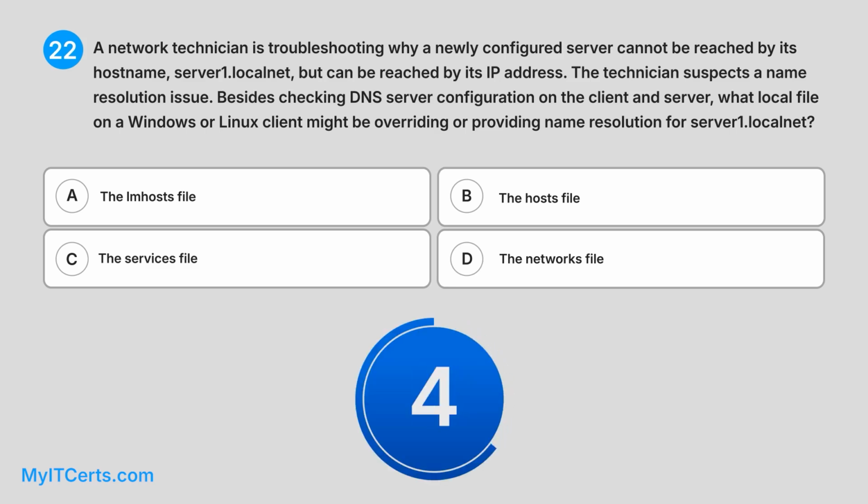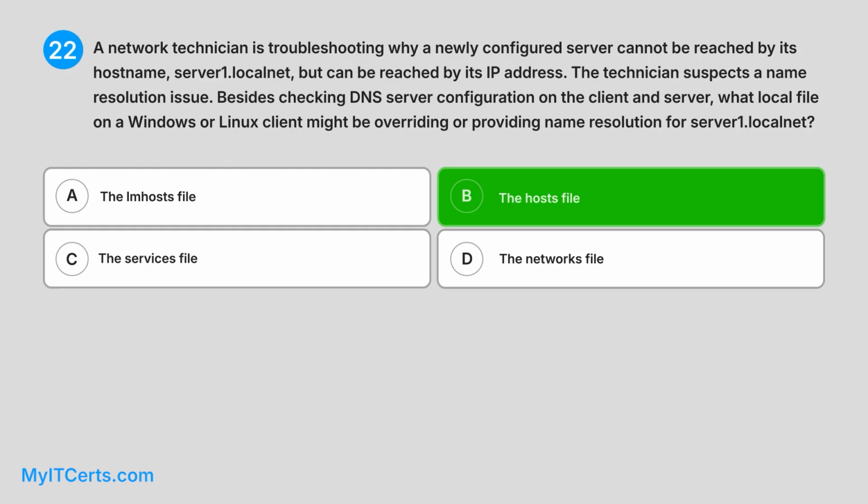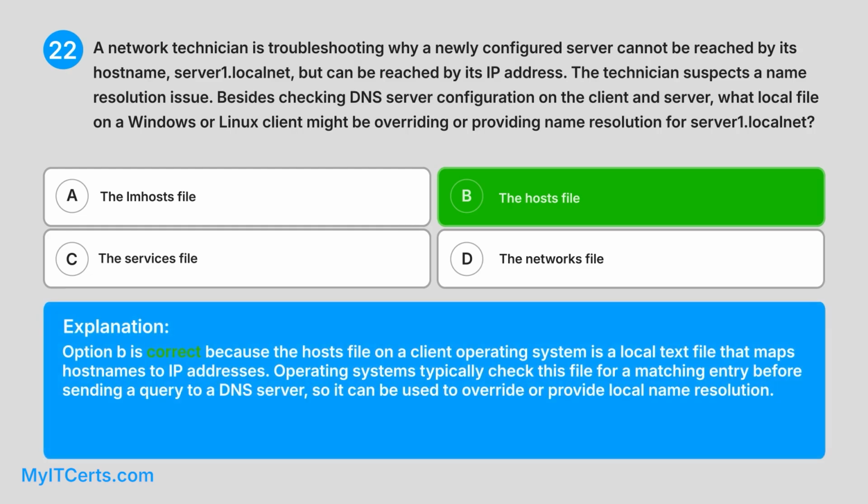Can you guess the answer? Correct answer, B. The hosts file. Explanation. Option B is correct because the hosts file on a client operating system is a local text file that maps host names to IP addresses. Operating systems typically check this file for a matching entry before sending a query to a DNS server, so it can be used to override or provide local name resolution.